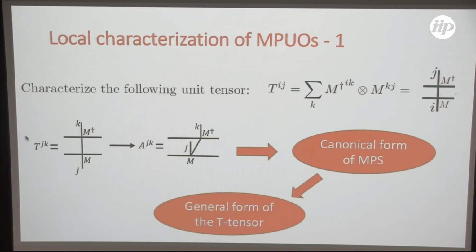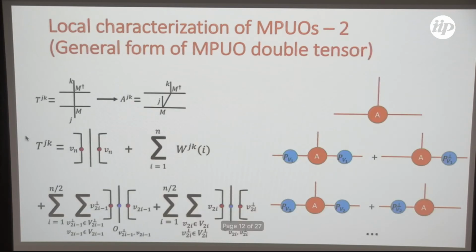And we obtain the general form of how local tensors look like by using the steps in the canonical form of MPS, and we obtain the general form of this T tensor. Right, there's a huge gap in this slide. So what we do is the following. First, we calculate the transfer matrix of this A^{jk}, which is A^{jk} and A^{jk} dagger. These physical indices are contracted, and we calculate the right eigenvector of this.